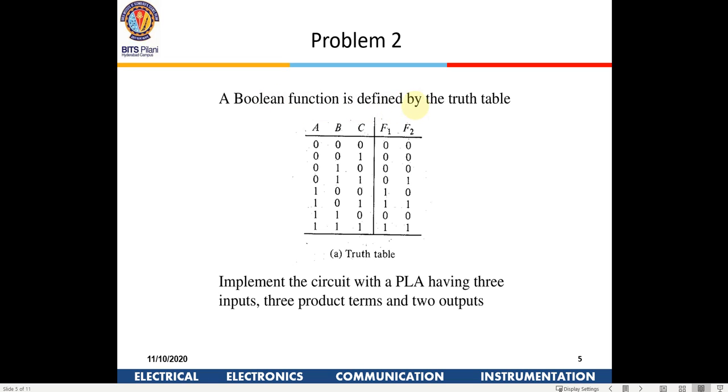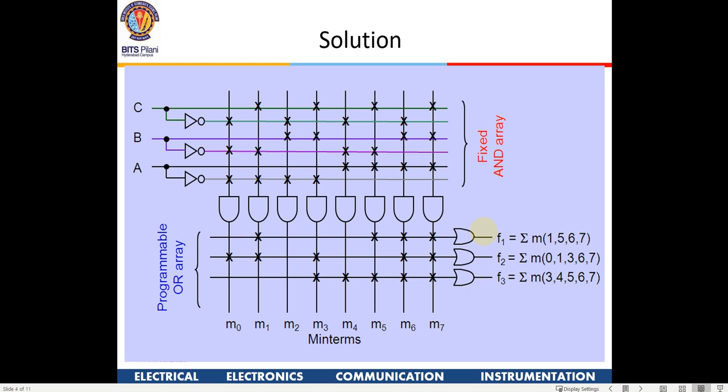Right? Otherwise, okay. This is the second question. A Boolean function is defined by the table. So these are the inputs. These are the functions which have been given, and you need to implement them using a PLA having three inputs, three product terms, and two outputs. So the difference between a ROM and a PLA is the PLA, for a ROM, essentially, when I say whatever is the address line.